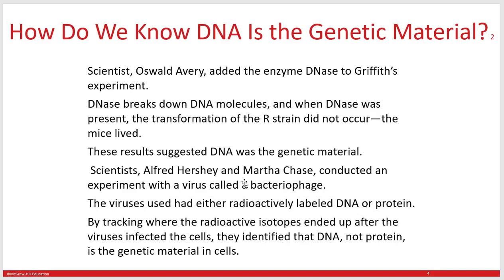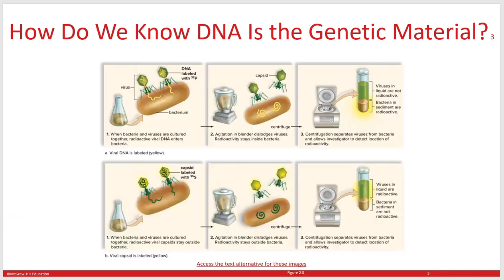Scientist Oswald Avery added the enzyme DNase to Griffith's experiment. It breaks down DNA molecules, and when DNase was present, the R strain did not occur, which suggested that DNA was the genetic material. Hershey and Chase conducted an experiment with a virus called a bacteriophage, and by tracking that bacteriophage, they identified that DNA, not protein, is the genetic material in cells. This was the Hershey and Chase experiment.